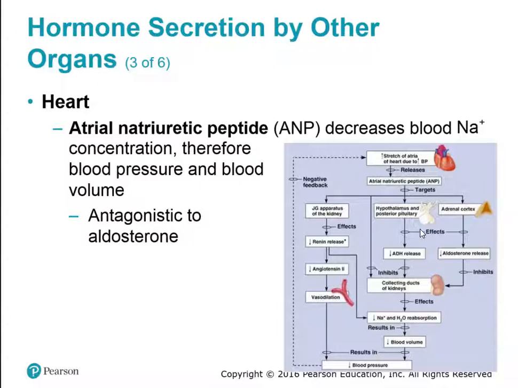But primarily, like I said, we're going to turn off aldosterone and we're going to stimulate the kidneys to secrete more sodium. As we secrete more sodium, as that sodium leaves the body, water is going to follow along with it. So ultimately, that decreases the volume of the blood and decreases the blood pressure.